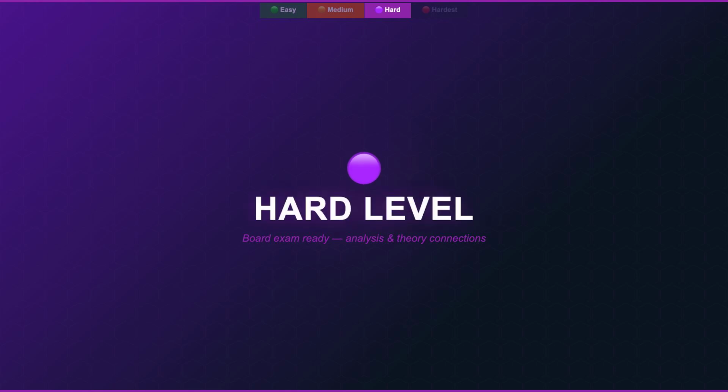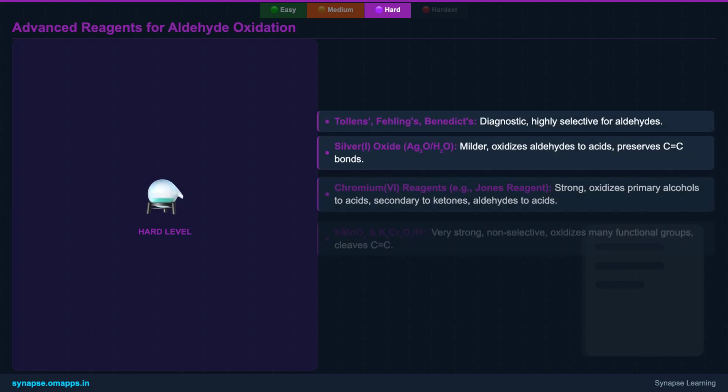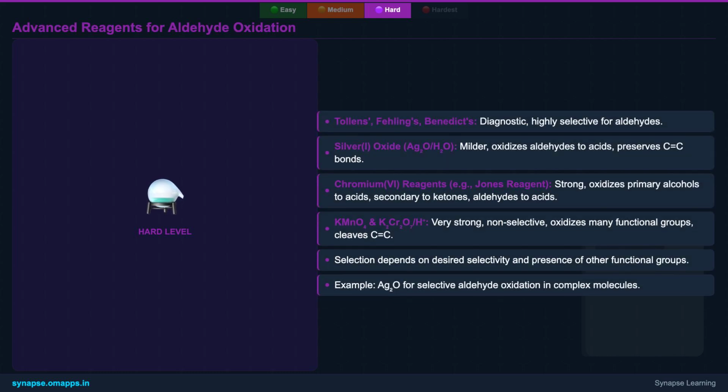Let's analyze the intricacies of oxidation reactions with greater depth and detail. When it comes to oxidizing aldehydes, the choice of reagent is critical for selectivity. Tollens and Fehling's are diagnostic and mild, ideal for distinguishing aldehydes. Silver oxide is another mild option that oxidizes aldehydes to acids without affecting double bonds, making it valuable in complex syntheses.